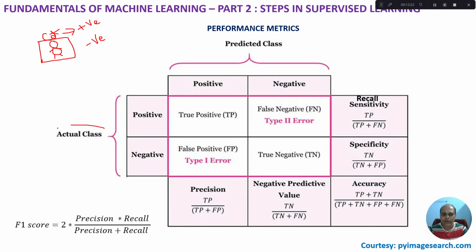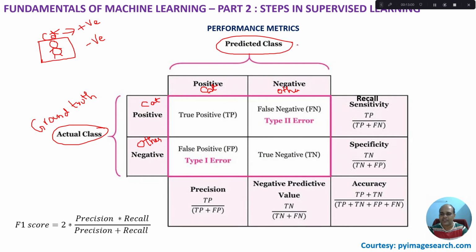So I am going to have the ground truth value. Here the positive I am going to say is a cat, and negative is other categories in our image. This is the actual label for our input data. Once this data is given to a machine, the machine makes a prediction. It can say it is a cat or another category. So this is your machine prediction, the predicted class by the machine or the model.